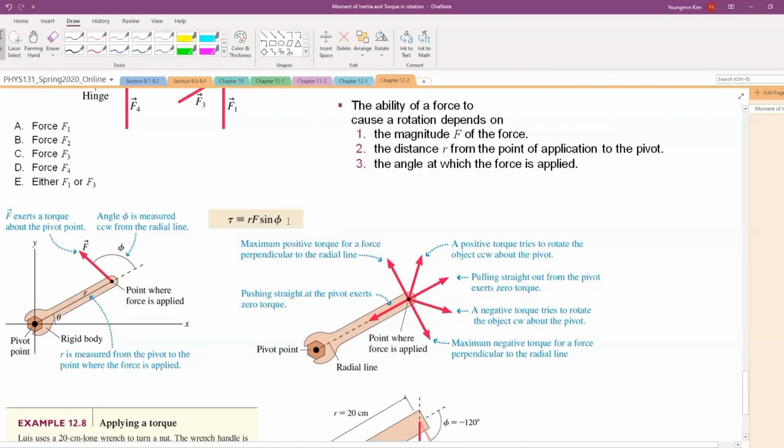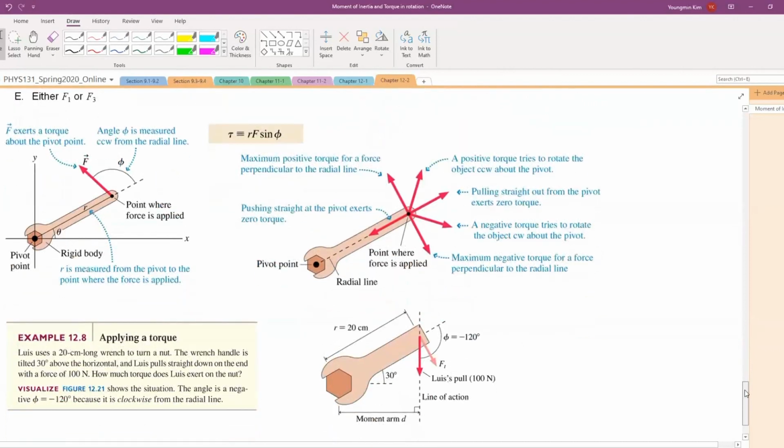Again, this concept is very familiar to us. This is just in terms of symbols: how far the force point is away from the pivot point, the magnitude of the force, and the angle of the force in comparison to the axis of the plane. And this tells us a few things that we already know. Maximum positive torque would occur when the force is applied perpendicular to this radial line. They call this plane a radial line.